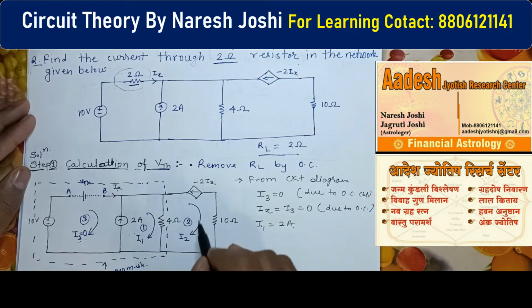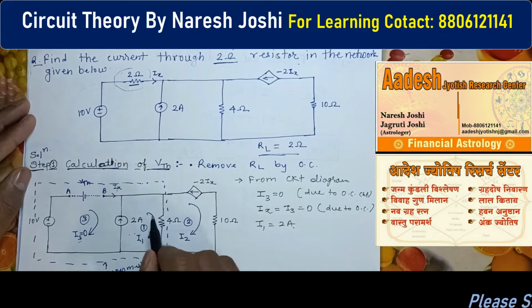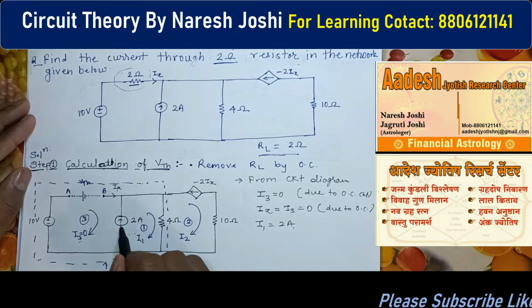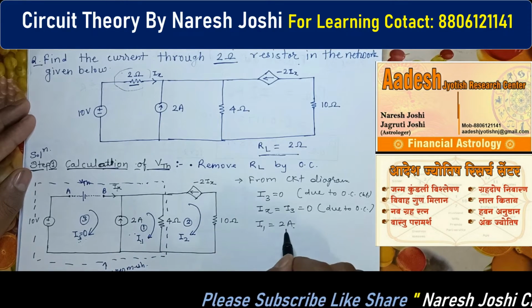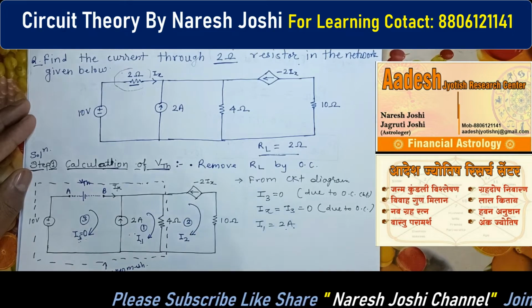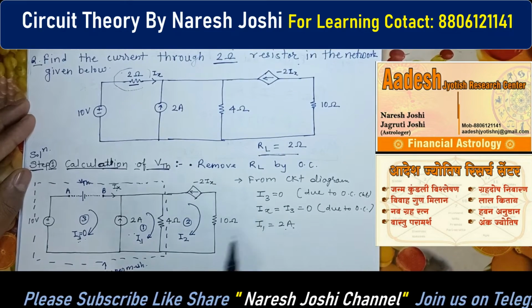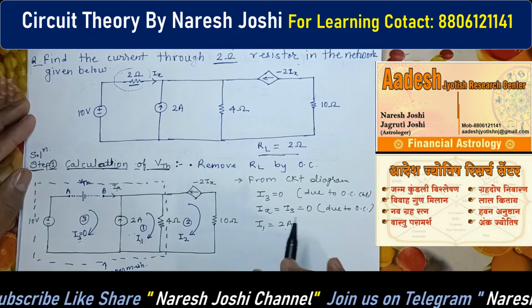Next, you can see this is mesh 2. Here, keep in mind the direction of this current source. We have assumed the clockwise direction, and this 2 ampere direction is the same, so both are the same, that's why we have written 2 ampere. Otherwise, if the direction is opposite, we will write minus 2 ampere, but it is the same direction, so we have mentioned 2 ampere only.